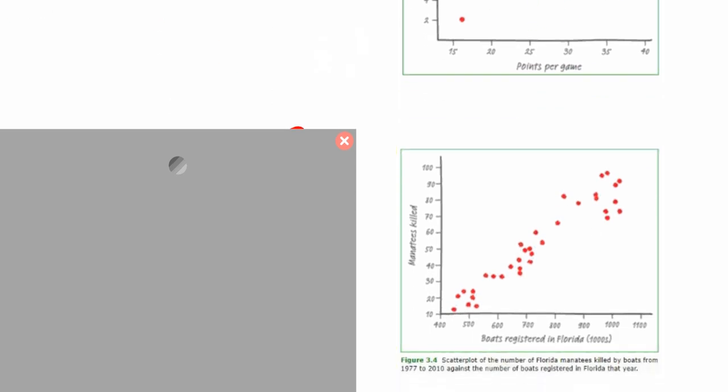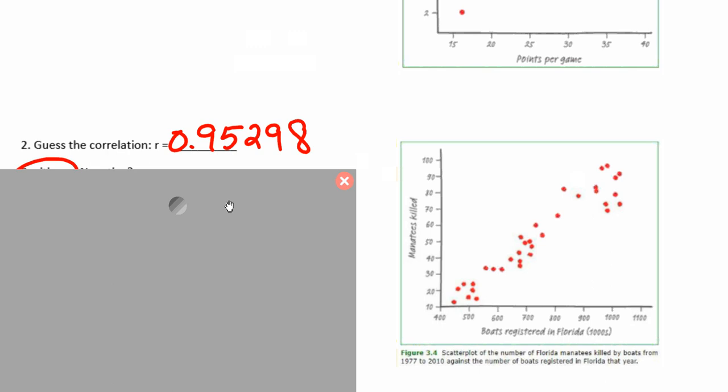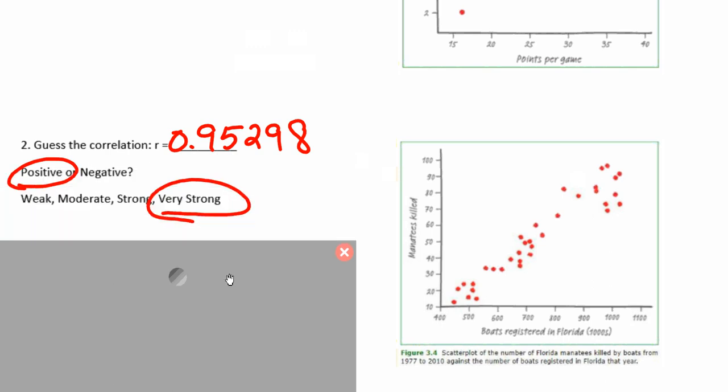As we take a look at the number of boats registered in Florida and the number of manatees that happen to pass away, this is from 1977 to 2010. Again, we can see that it's a positive relationship. The R value is 0.95298, so it's very strong again.